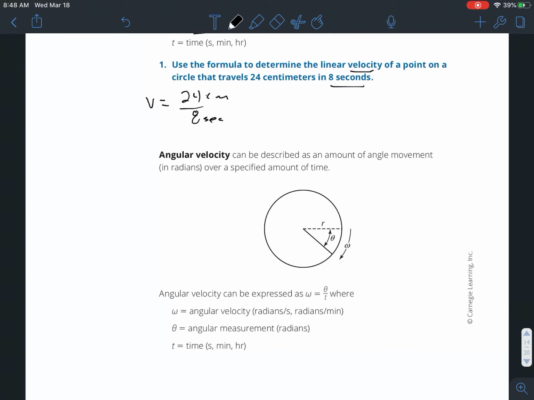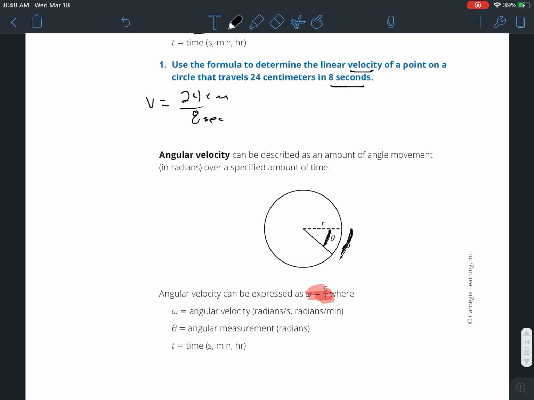Angular velocity can be described as the amount of angle movement in radians over a specified amount of time. Angular velocity can be expressed as, I'm going to highlight it here so you see, a W looking symbol, where the W symbol is angular velocity equals the theta symbol, angular measurement, so the radians, over t as in time. Okay, so essentially the W is like what the arc length is almost like.